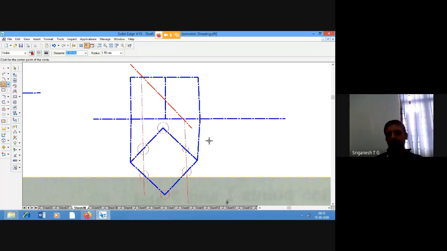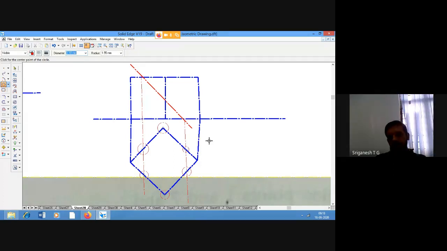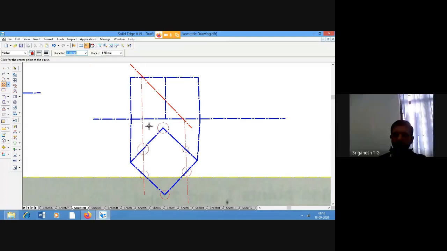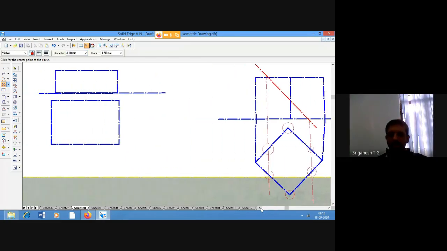For a hexagon, how many corners do you need? 6. Did you get 6 points of intersection over here? Correct? So this is the way in which I should keep the cube. Only then will I get 6 cutting points. If I keep it in this manner, I will not get it. If I cut like this and project it.